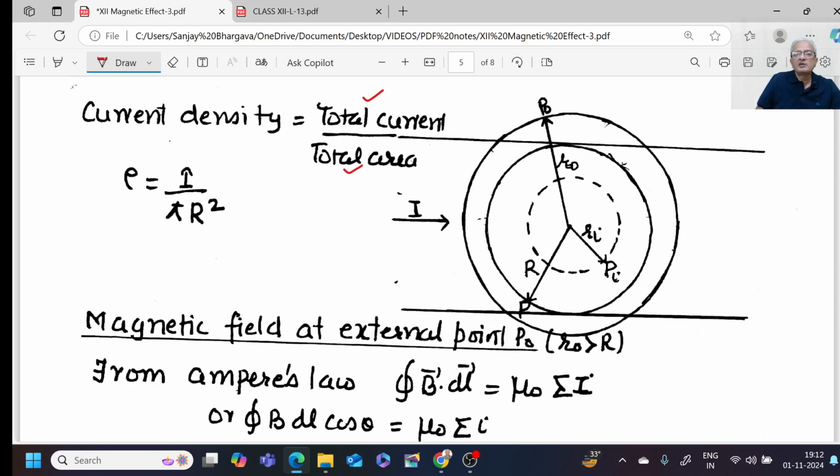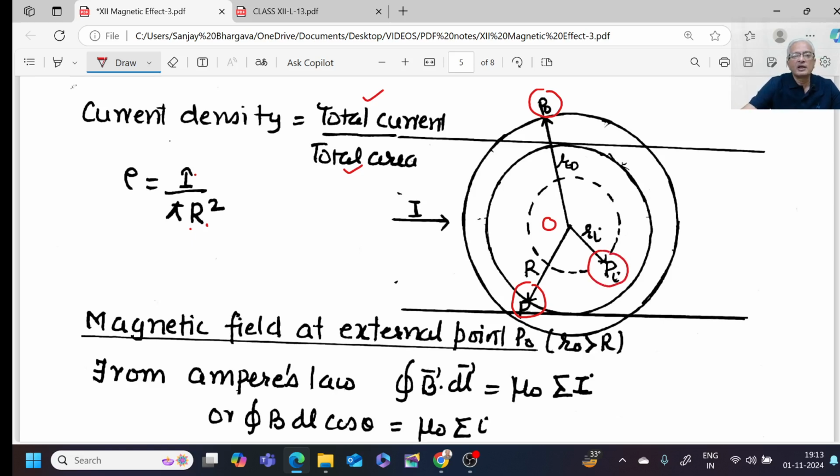So here this represents a conductor, this represents the cross section. So here this is the central point O. How do I calculate the current density? It is defined as current per unit area. R is the radius of the conductor. So pi r square is the area of cross section. Now we need to calculate magnetic field at an external point, magnetic field at a point on the surface, and at a point inside the conductor.